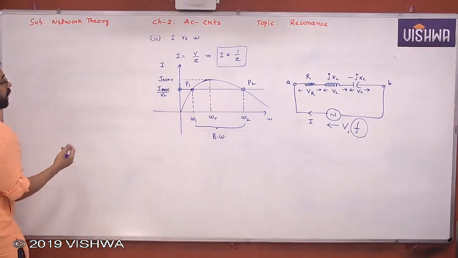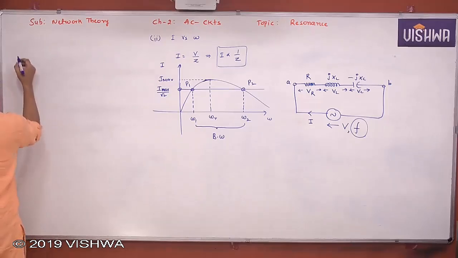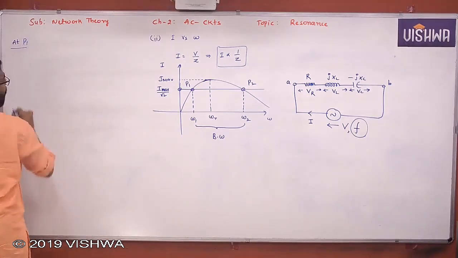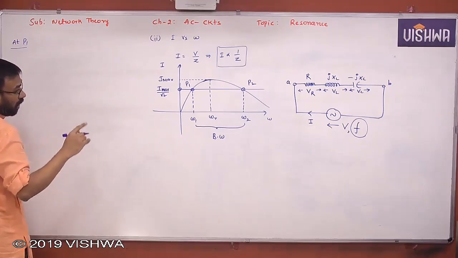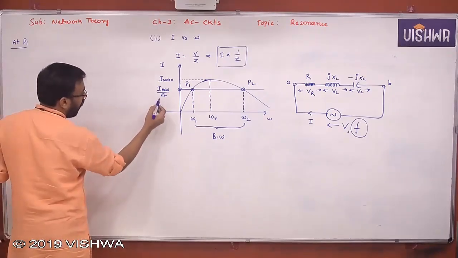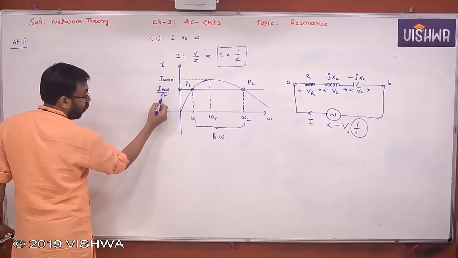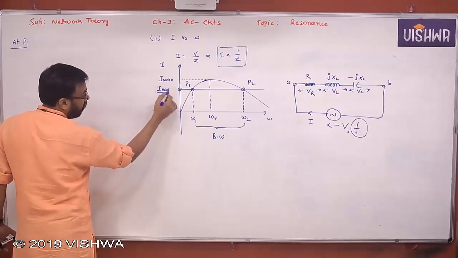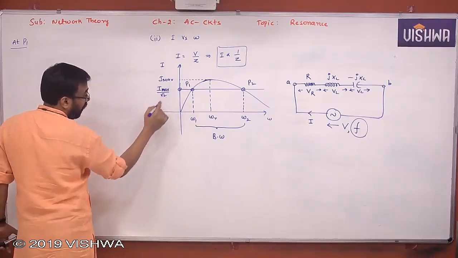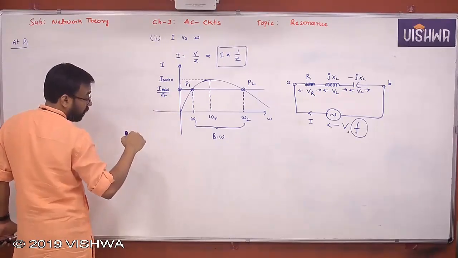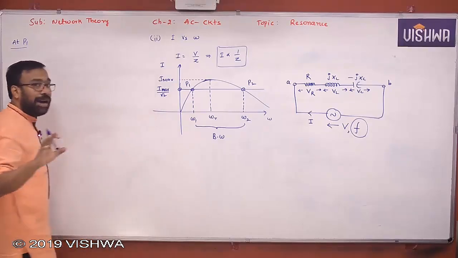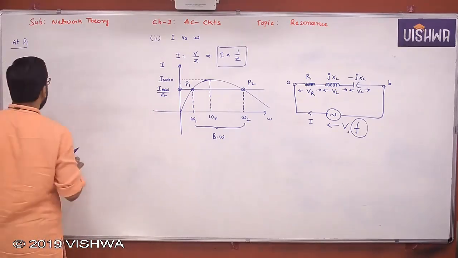First, let us try to derive what omega 1 and omega 2 are here. So P1 and P2 are half power points. Why are they called half power points? Because current is I max by root 2, and power is nothing but current squared. When you take the square, root 2 squared becomes 2, so it is I max squared by 2, and the power becomes half. Current is 1 by root 2 times, but the power is half. That is why the point is called the half power point.